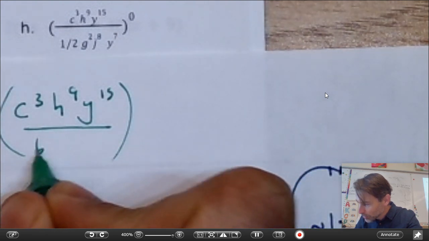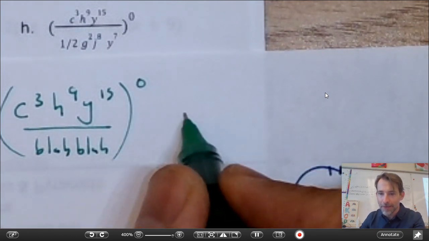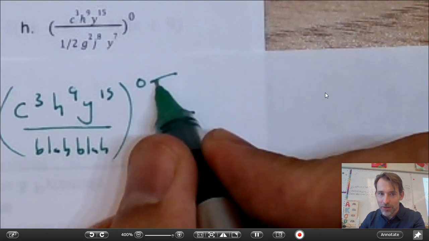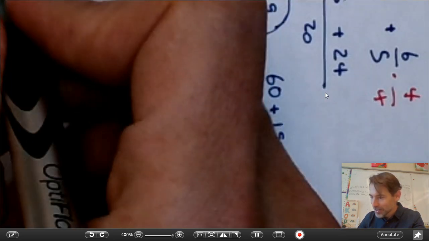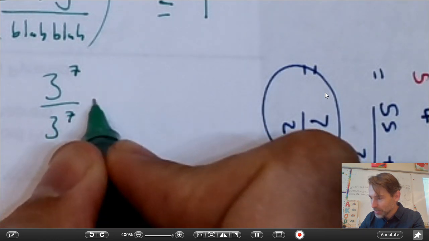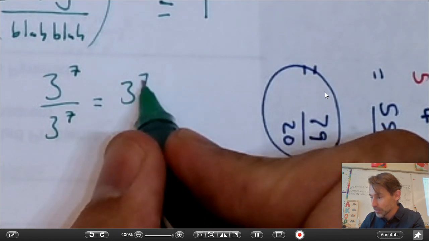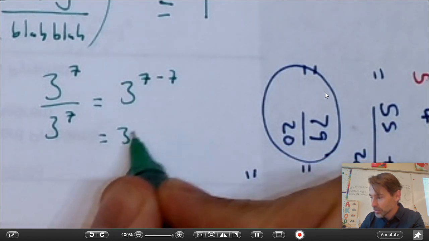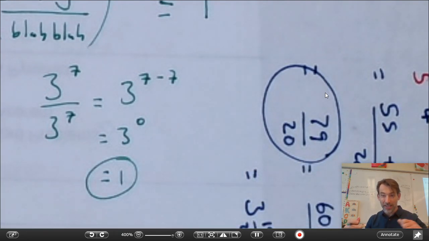blah, all over blah, blah, all raised to the power 0. Anything to the 0 is 1. Okay? Watch. 3 to the 7 divided by 3 to the 7. Well, we know something divided by itself is 1, right? If I use my exponent laws, that's 3 to the 7 minus 7. That's 3 to the 0. That's 1. So you can think about something to the 0 as being like that base divided by itself. It's just 1. It just goes away. It's gone. It's 1. Cool.